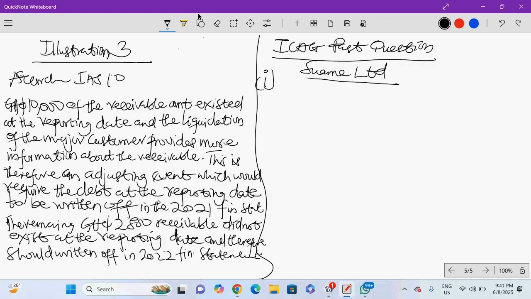So Swami Limited has an investment in the shares of a listed company, Asafo Limited. During November, there was a material fall in value. So a fall in value is an adjusting event. Fall in value of your shares is an adjusting event.